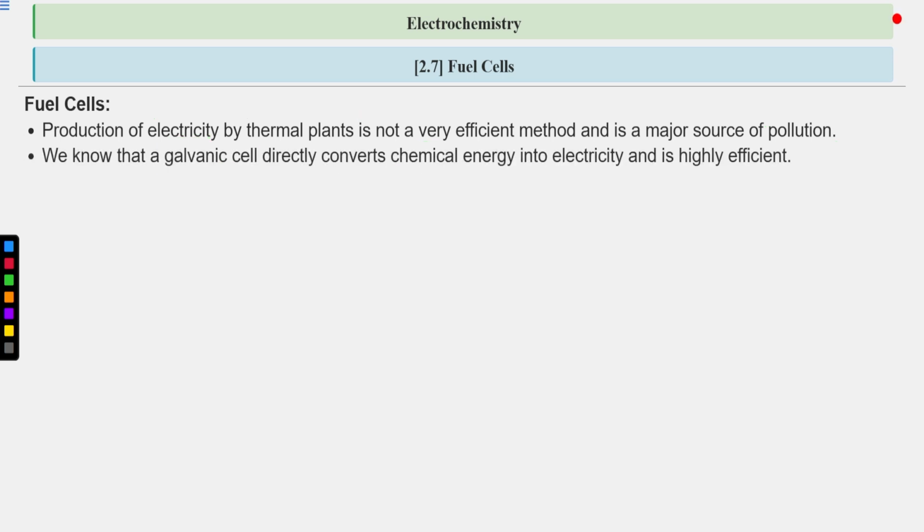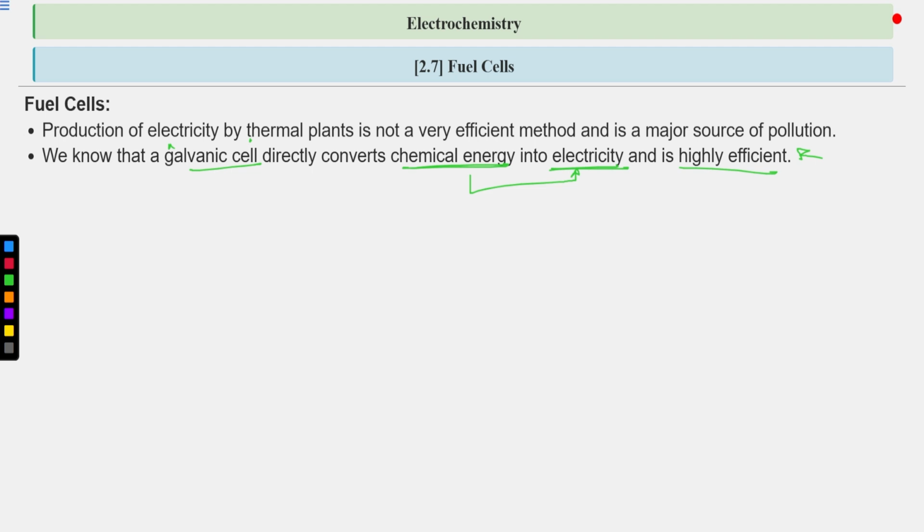We know that a galvanic cell directly converts the chemical energy into the electricity, and it is highly efficient. A galvanic cell we have studied before. So the galvanic cell directly converts the chemical energy into the electricity, and it is highly efficient, right? The concept of the galvanic cell was on this basis that it converts the chemical energy of the redox reaction, which is happening inside the galvanic cell between the anode and the cathode, right? So chemical energy conversion to the electricity by the galvanic cell is an efficient method for the production of the electricity.